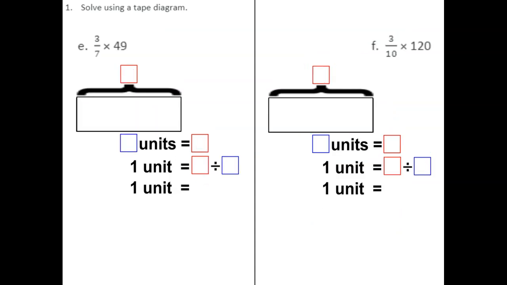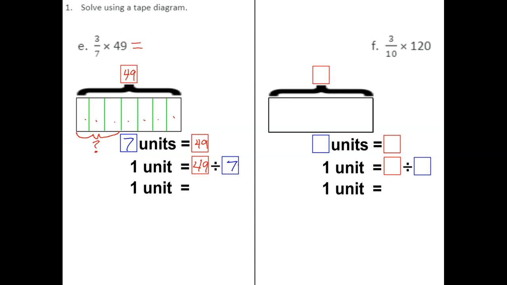All right, moving on. 3 7s of 49. So 3 7s is going to look like what? Our tape diagram is going to be split into 7s, and we're going to be looking for the first 3 here. That right there, that's the number that we're trying to find. All right, so before we do that, we have to find how much 1 unit is equal to. So we know that we have 49 total, that's our whole, and we're dividing it into 7 units. So 7 units equals 49. So that means 1 unit is equal to 49 divided by 7.